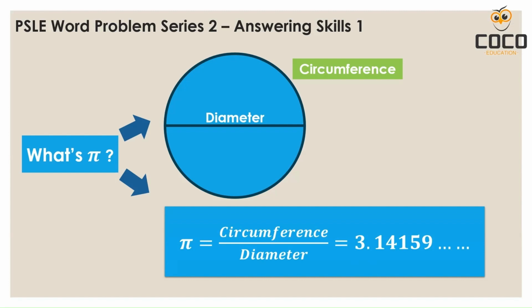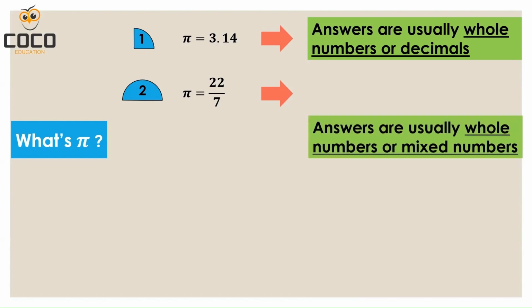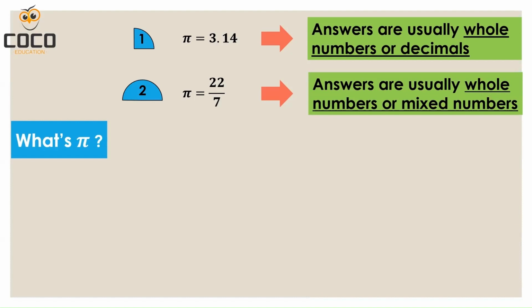But how do we use pi in P6 circle questions? In general, there are 4 types of pi given in circle questions. Number 1, pi equals 3.14. When you see pi equals 3.14, it usually means that the final answer would be given in a decimal or a whole number. Number 2, pi equals 22/7. When you see pi equals 22/7, it usually means that the final answer should be given in a fraction, a mixed number, or whole numbers.